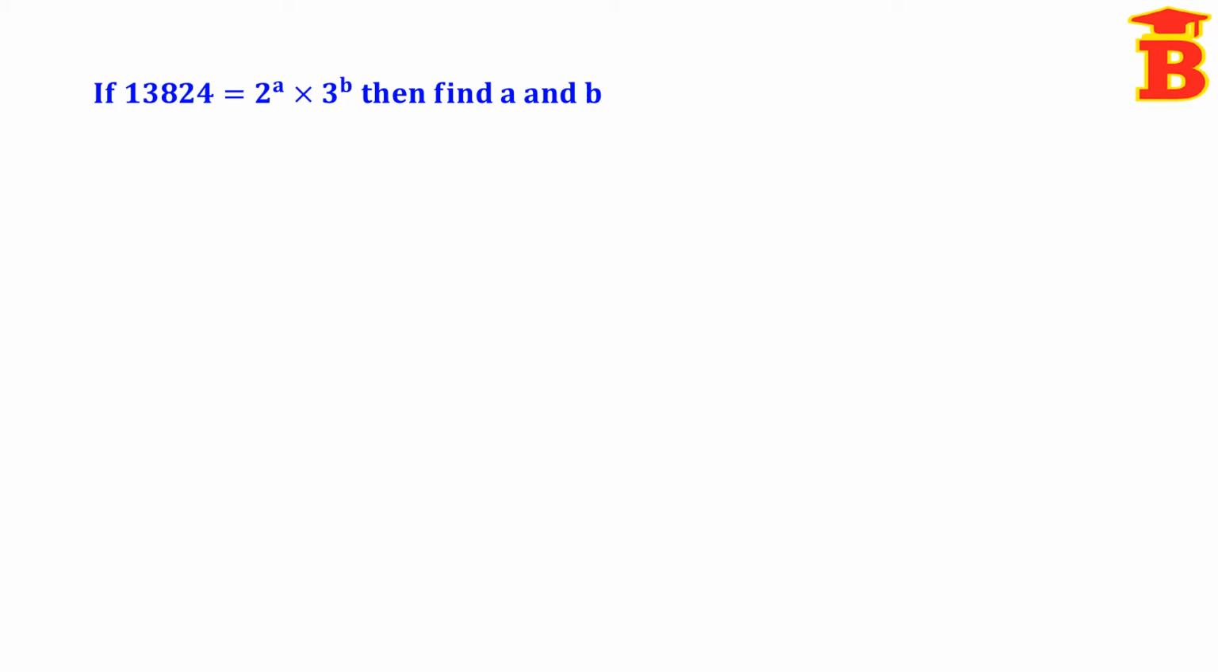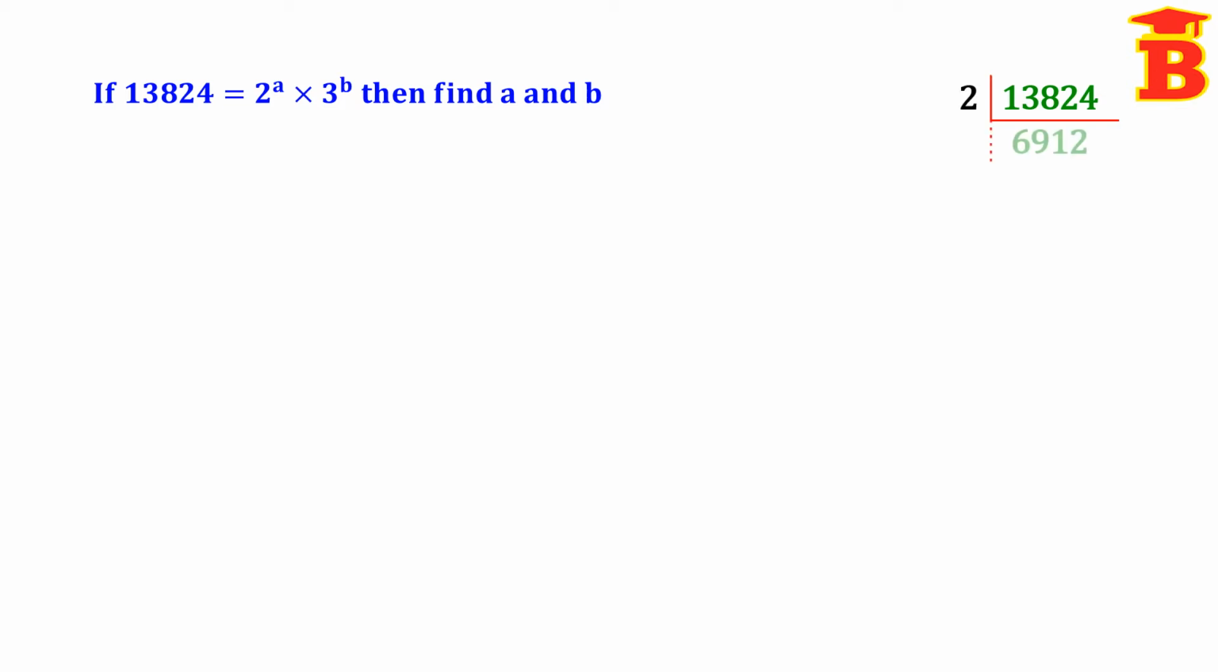Let us see the problems. If 13824 equals 2 power a into 3 power b, then find a and b. So by the fundamental theorem, we have to find all the factors of this number. So take the number 13824. First we can divide this by 2 because it's an even number.